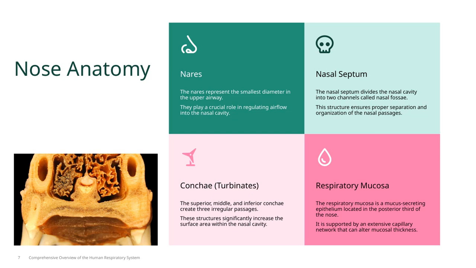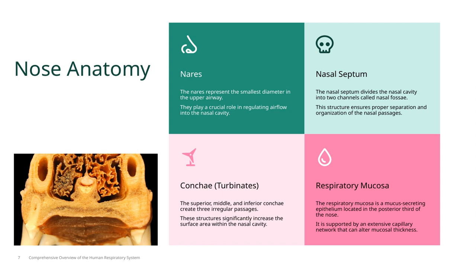Let's take a closer look at the nares, which are actually the smallest diameter part of the upper airway. Despite their size, they play a very important role in regulating airflow as it enters the nasal cavity. Essentially, they act as the gateway, controlling how much air moves in and out.